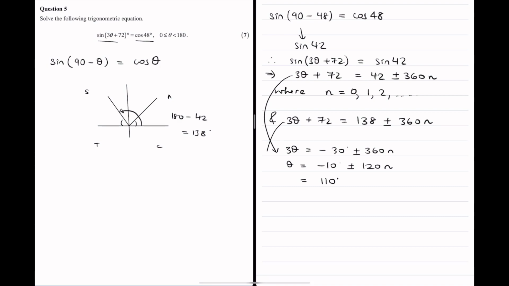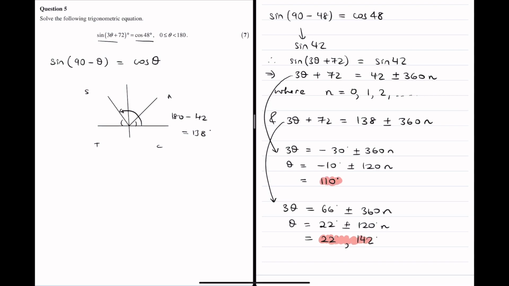Similarly, for the second part, 3 theta is equal to 66 degrees plus or minus 360 degrees n. And that further simplifies to 22 plus or minus 120 degrees n. And again, that will give me 2 values over here for n equals 0 and 1. Okay, so here I've got 3 values of theta. One is 22 and 142, and the other one is 110 degrees.